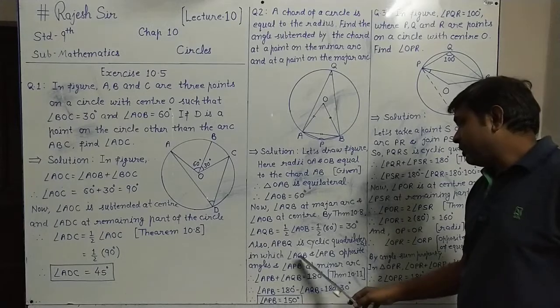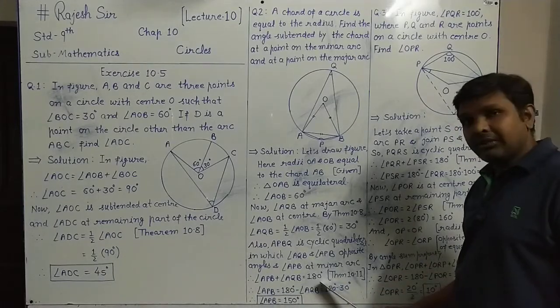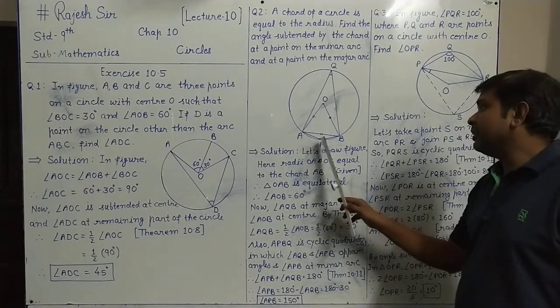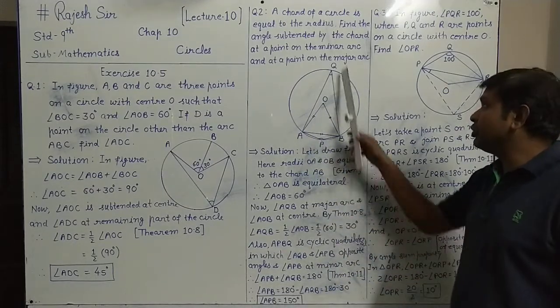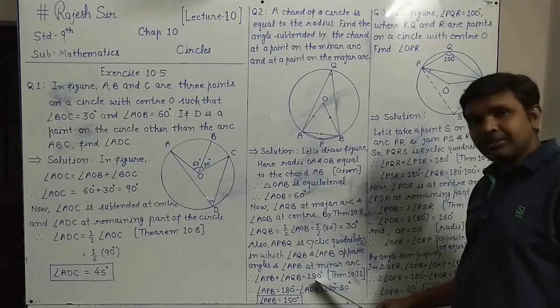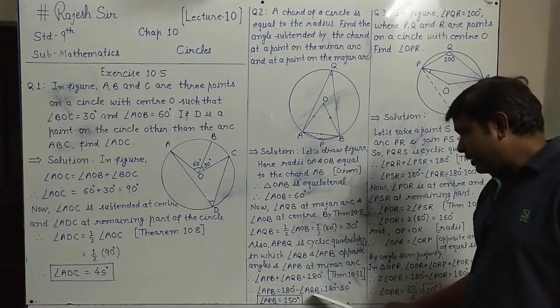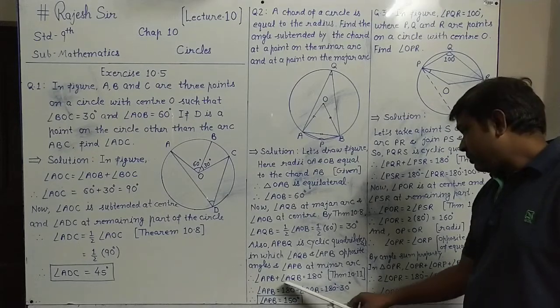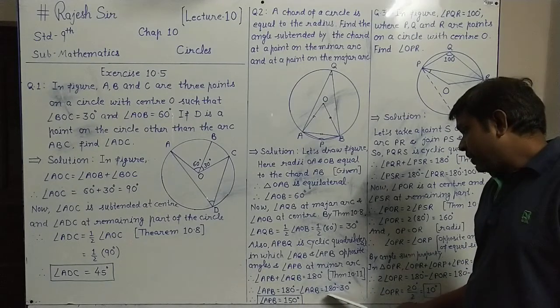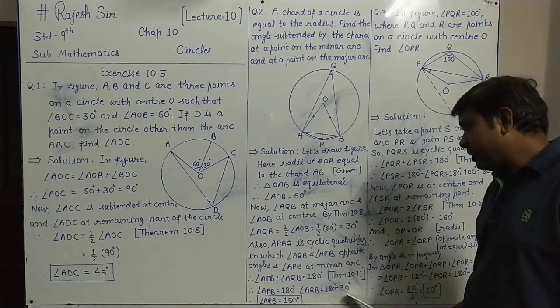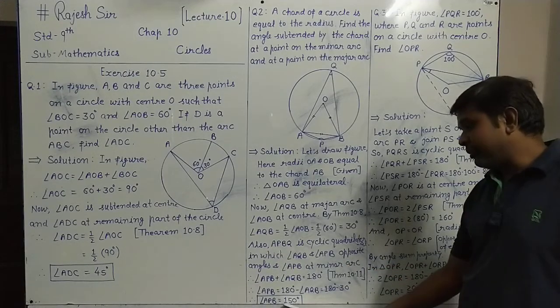So opposite angles sum equals 180 degrees, that is theorem 10.11. Opposite angles of a cyclic quadrilateral: angle APB plus angle AQB equals 180 degrees. Therefore angle APB equals 180 minus angle AQB. Here angle AQB is the 30 degree angle, so 180 minus 30 will be 150 degrees.